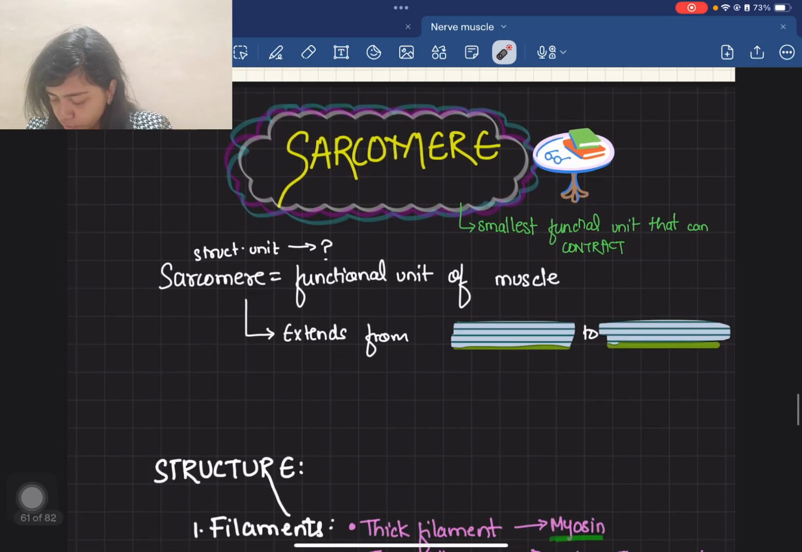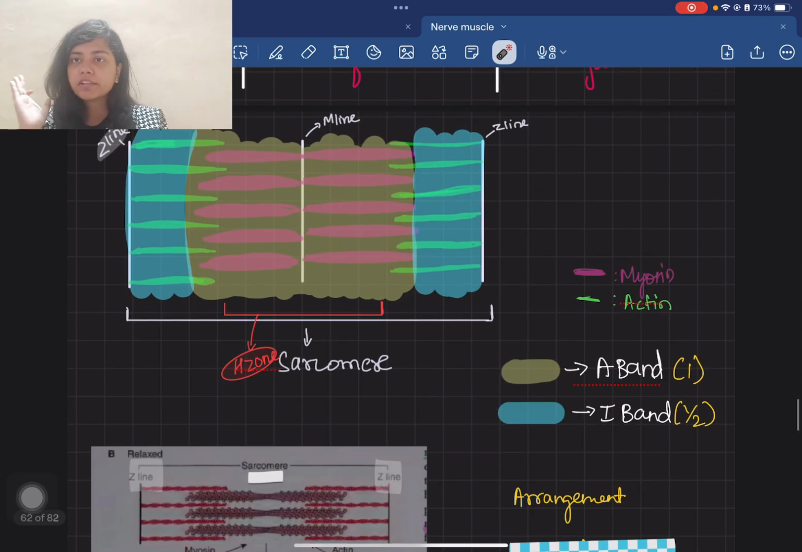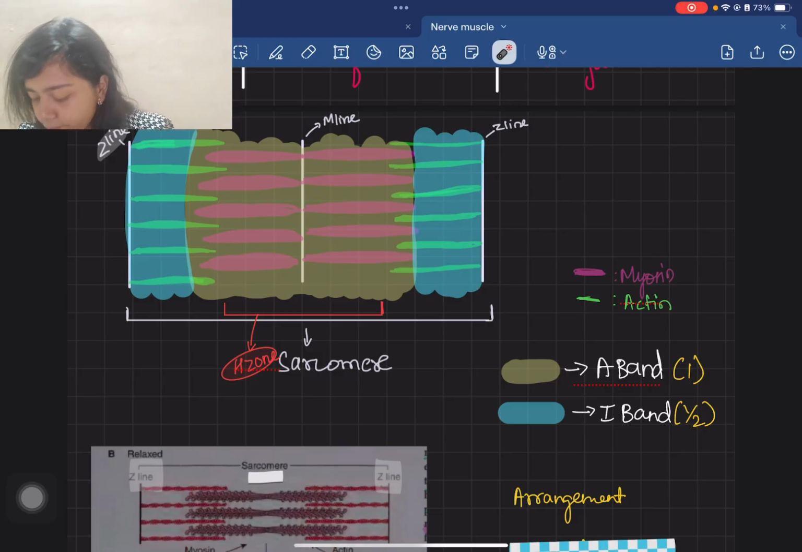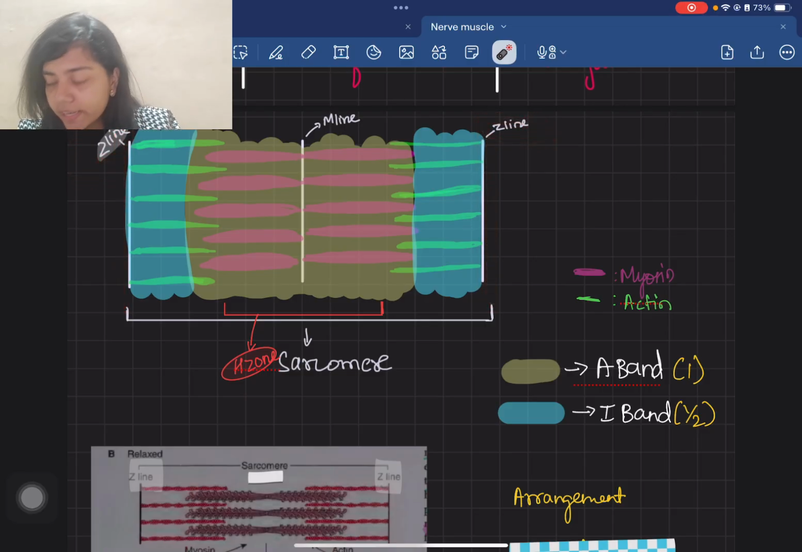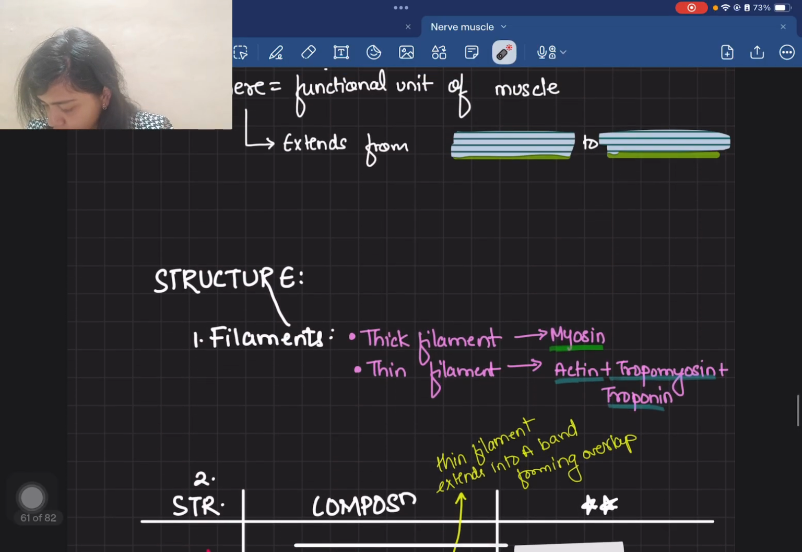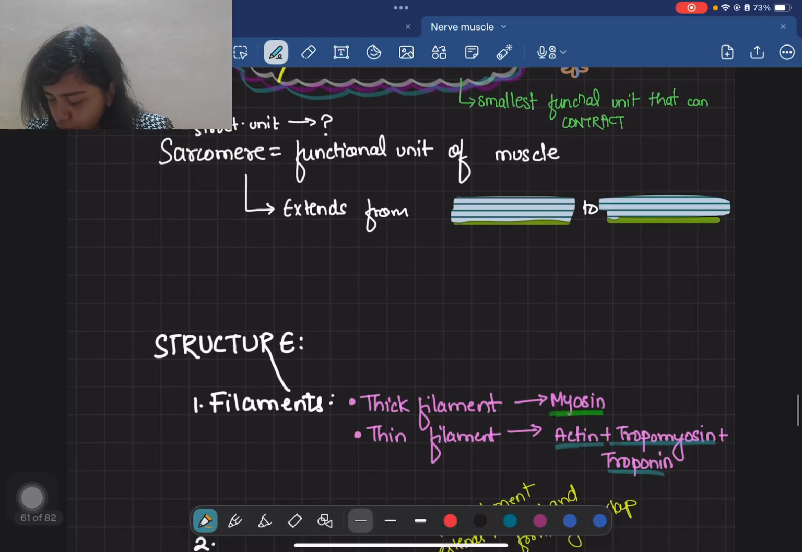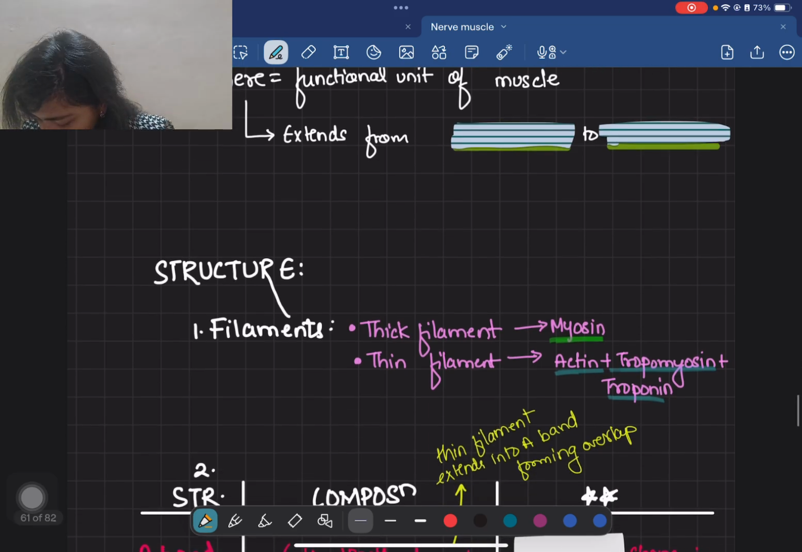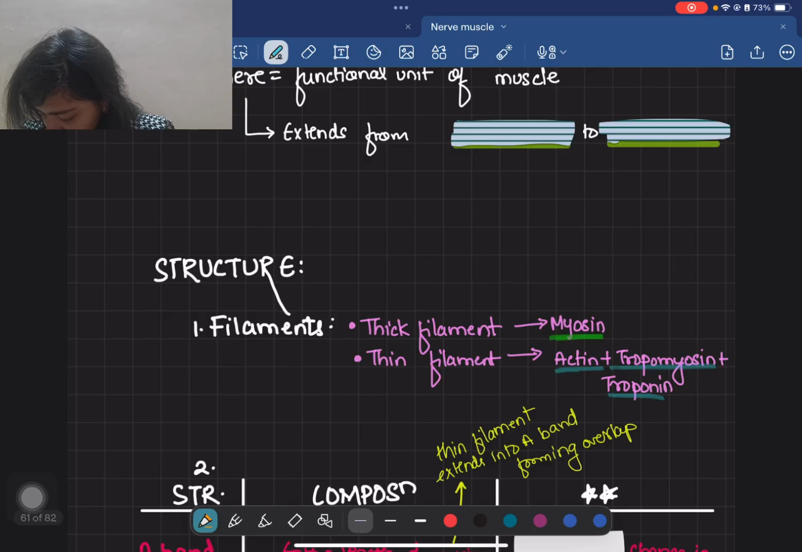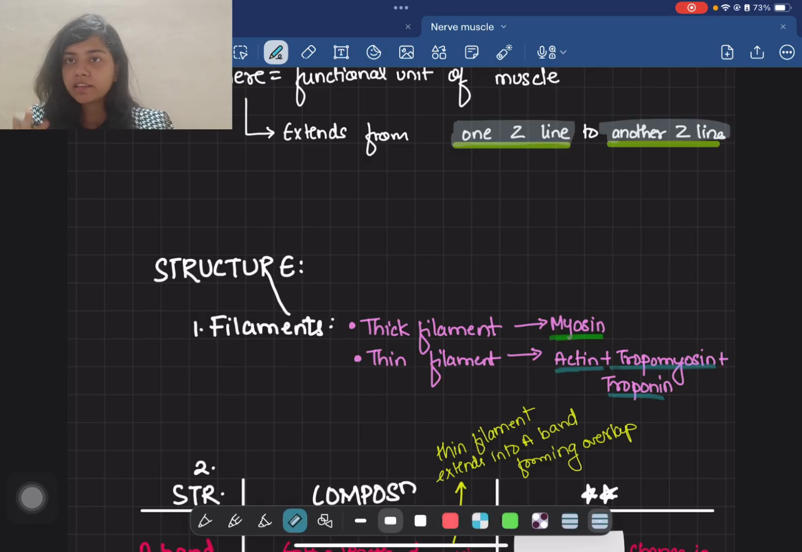What is the range of sarcomere? I hope you have at least some idea of what the Z line and M line are. From where does the sarcomere extend? It extends from one Z line to another Z line. We'll get into the details of what the Z line is. For now, the sarcomere is the smallest functional or contractile unit of the muscle, and it extends from one Z line to another Z line.